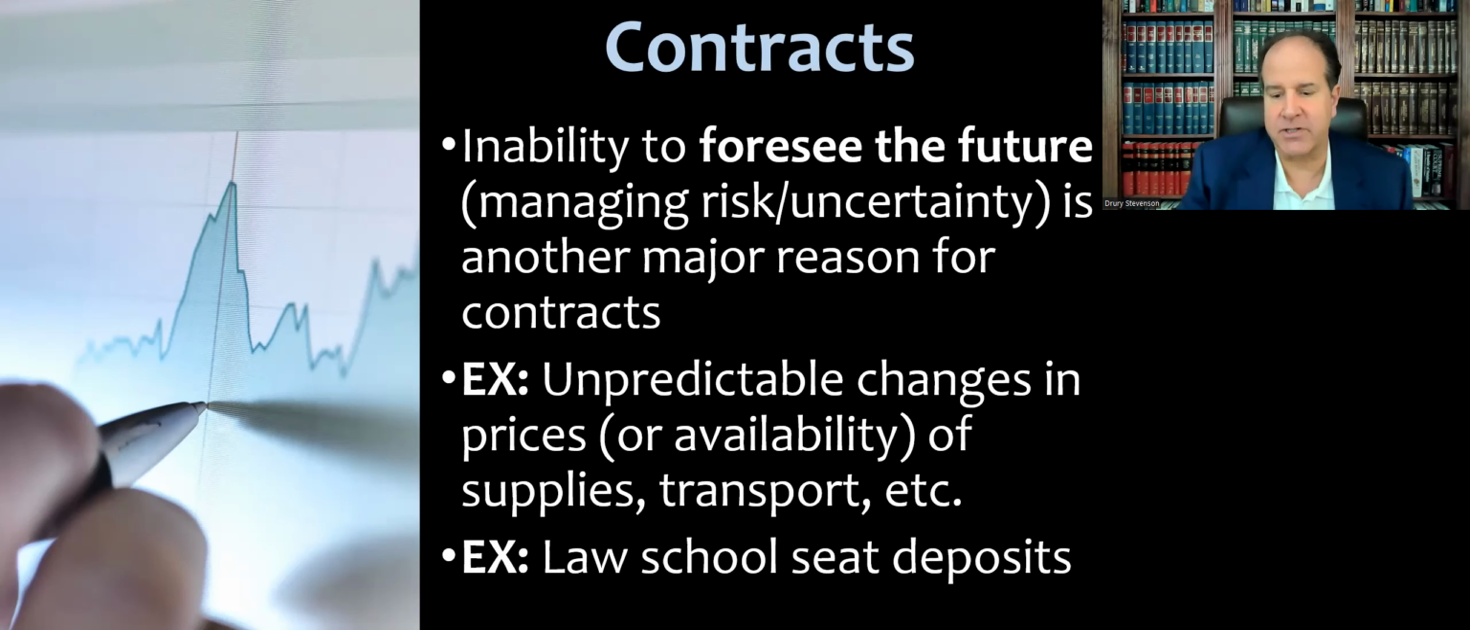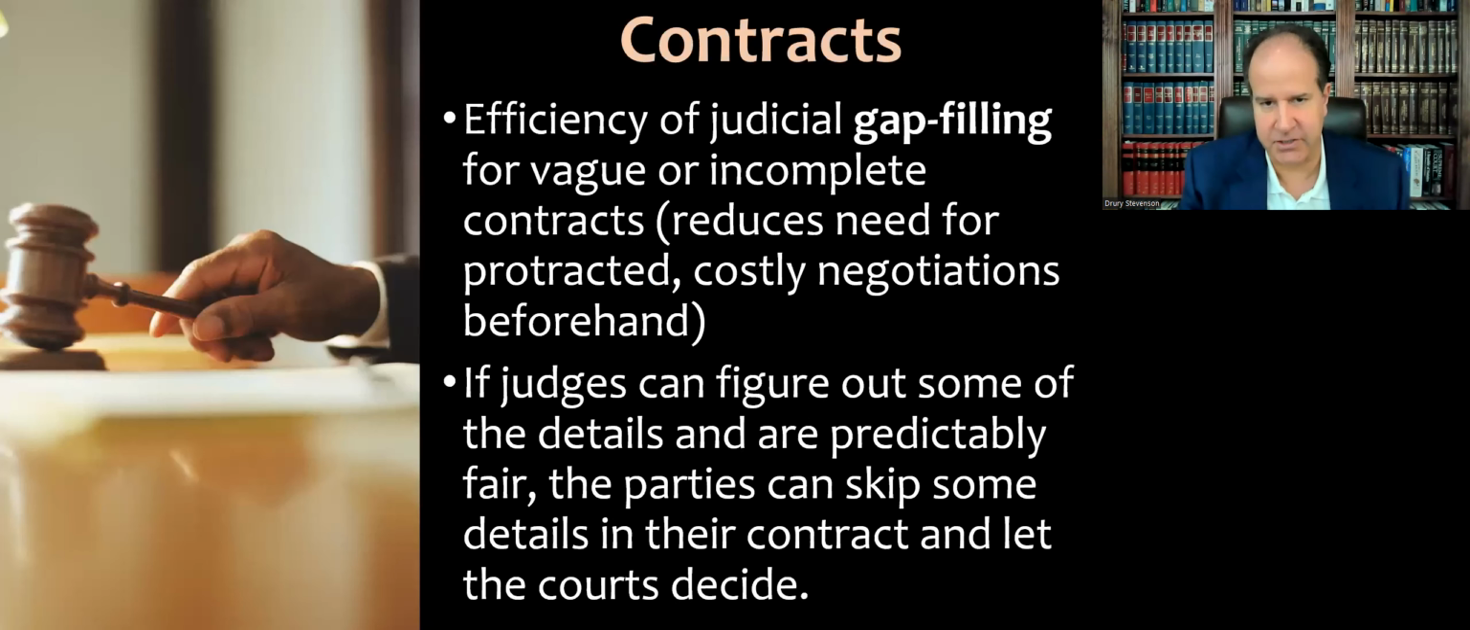So schools will ask for seat deposits partly to get you to make a commitment, and partly to try to reduce their uncertainty about the number of students they're going to have in their incoming class. And it makes it easier to plan, like how many professors do we need to cover courses and so forth. Now, we talked about the efficiency of judicial gap filling for vague or incomplete contracts. And I want to talk about why that's a good thing, right?